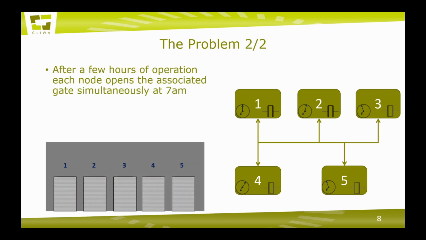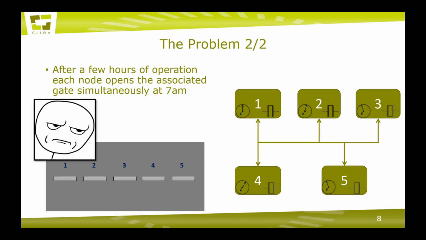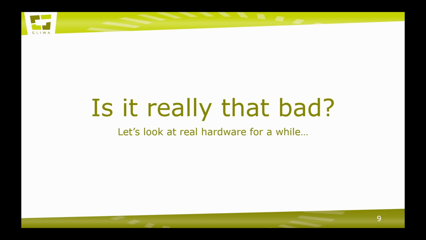Now, after a few hours of operation, each node opens the associated gate simultaneously at 7 a.m. But we see that in reality this is not exactly simultaneous, and if you look closely at the clocks on the nodes, they are not quite all at 7 a.m. at the same time. That, of course, is not what we expected the system to do. Now, is the problem really that bad? Let's take a look at the real hardware for a while and see how it develops over time.